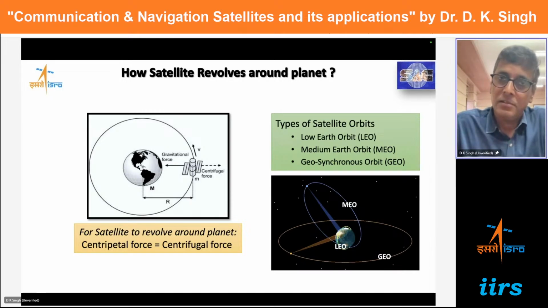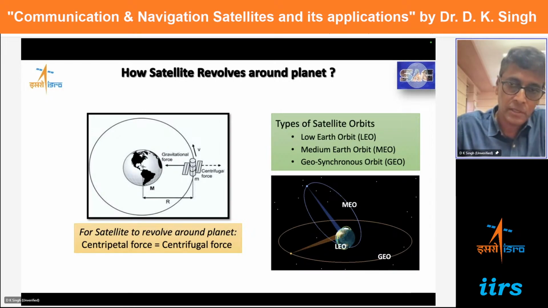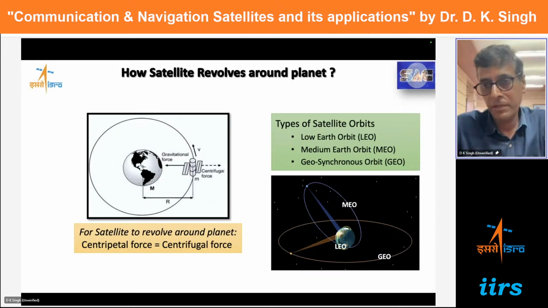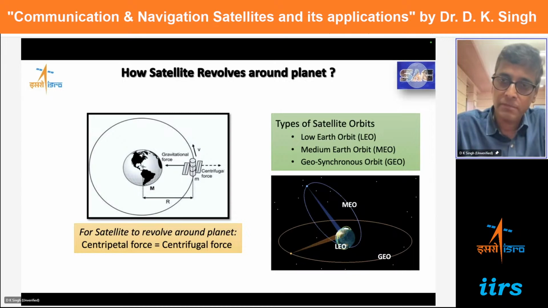We always wonder what makes satellites revolve around the planet. There are different kinds of paths around the planet it can take. We have satellites which are very close to the Earth, maybe around 500 to 1500 kilometers away from the surface. We have satellites which are a few thousand kilometers away, and we have a satellite which is called geostationary, which moves with the Earth, around 36,000 kilometers away. The basic principle remains that centripetal force equals centrifugal force. If that can happen, then we get a stable orbit.